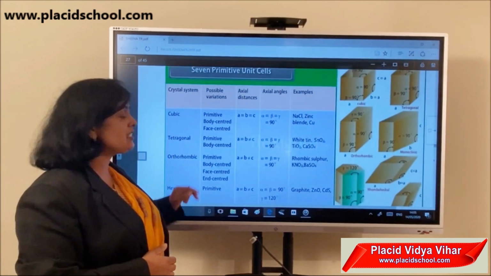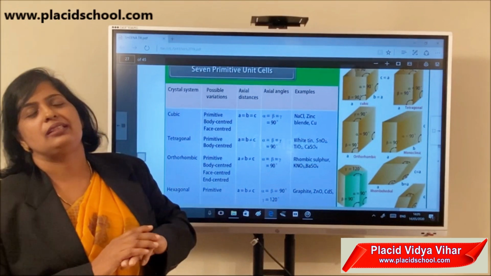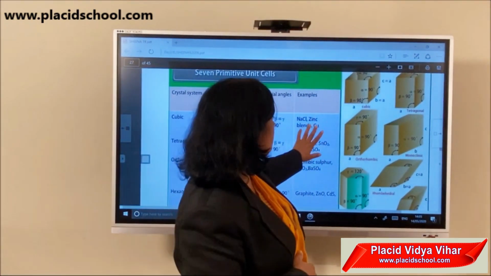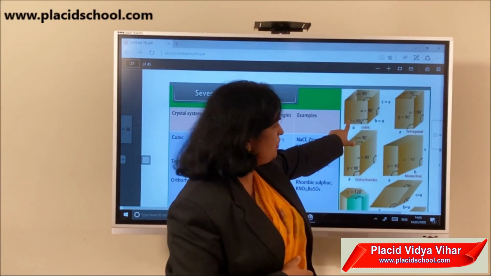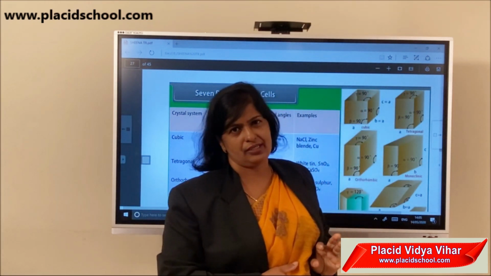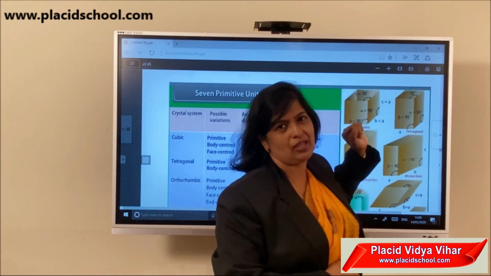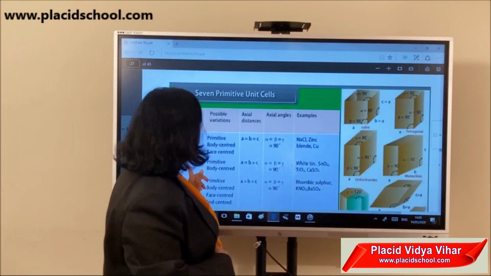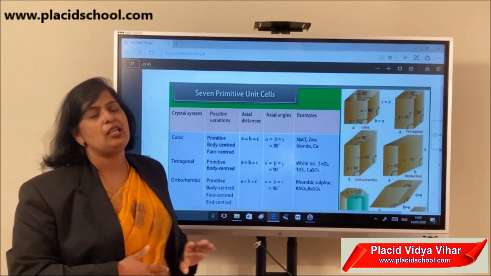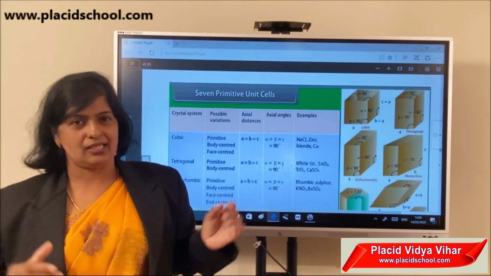Another one is tetragonal. In tetragonal, A equal to B, but these A and B are not equal to C. So it is shown here. Don't always think this is a perfect cube, but here A will be equal to B, but C will be different. This is not a perfect cube. It is elongated. So in tetragonal, A equal to B and these are not equal to C, but the angles alpha, beta and gamma are 90 degrees.